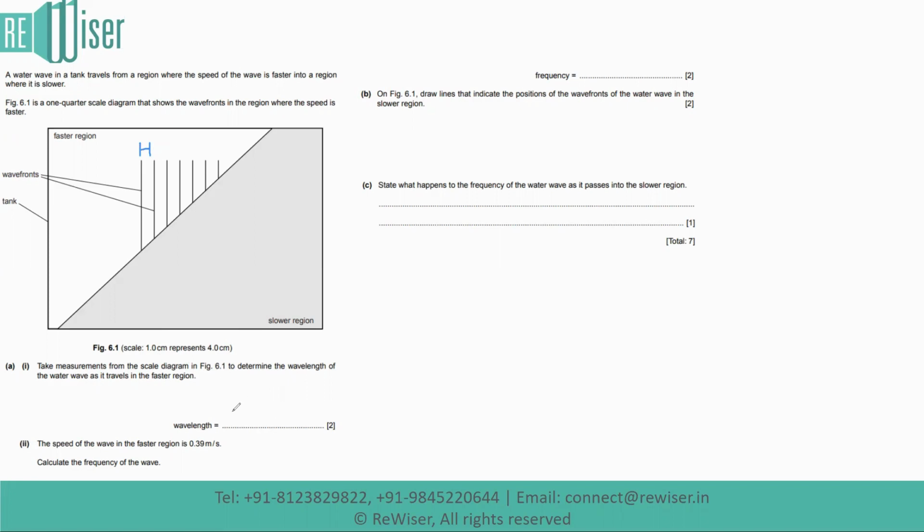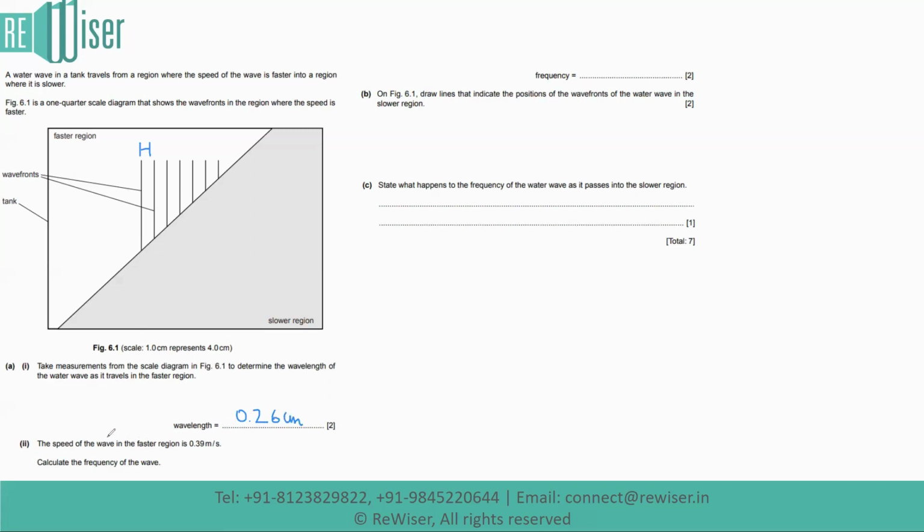We get it to be approximately 2.6 or 2.7 millimeter, or we can also approximate it to 0.2 centimeter. 0.26 centimeter to be specific.